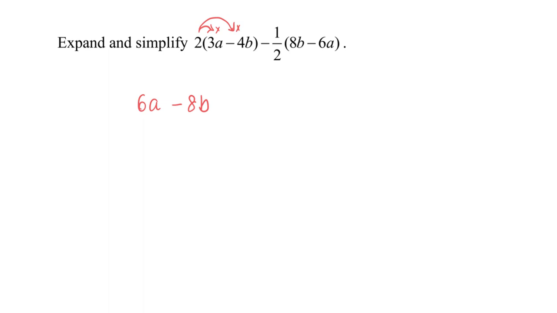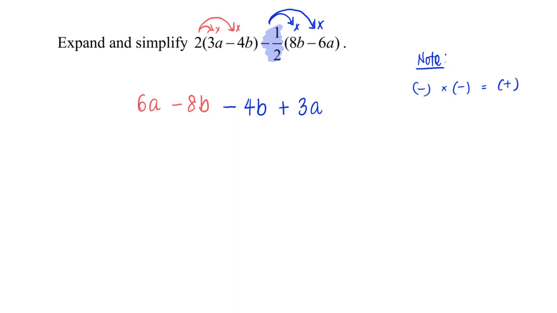And for my next part, do take note this negative belongs to this half. So I will have negative half multiplying by positive 8b. That will give me negative 4b. Negative half multiplied by negative 6a. Well, please take note, negative times negative will give me a positive sign. So in this case, positive 3a. That's the first step.